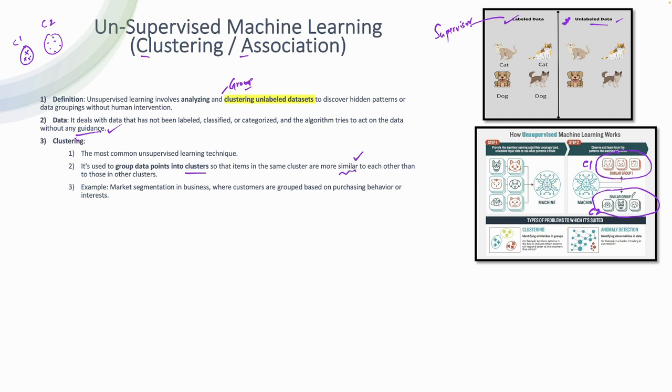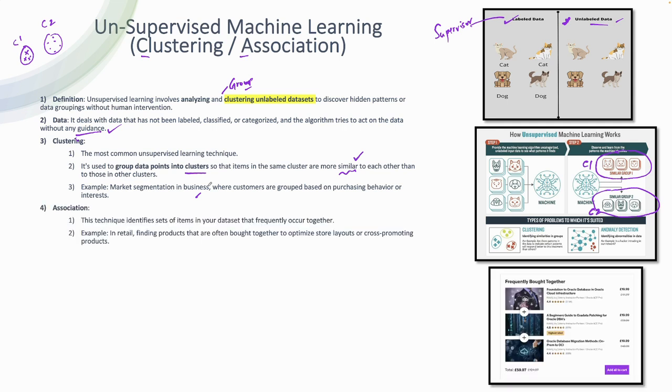And unsupervised machine learning is really useful in market segmentation in businesses, where the customers are grouped based on the purchasing behavior. So companies can easily see the purchasing behavior, group those customers, and maybe do some kind of adverts accordingly for them.